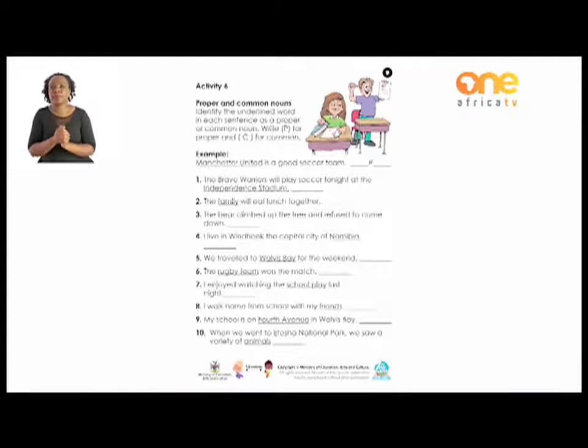The next one says, the Brave Warriors will play soccer tonight at the Independence Stadium. Independence Stadium is a proper noun, which is underlined as well. So, on the space provided, you write a P as well to show that it's a proper noun. It's a specific name.